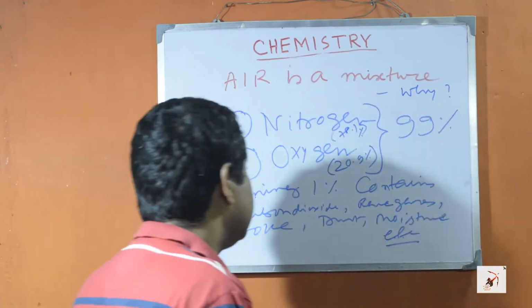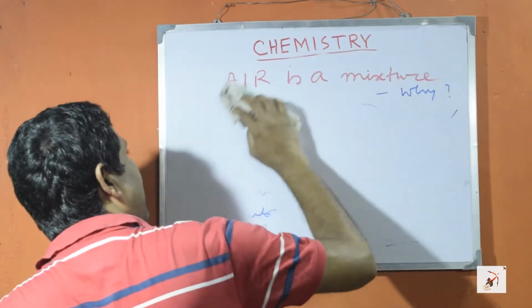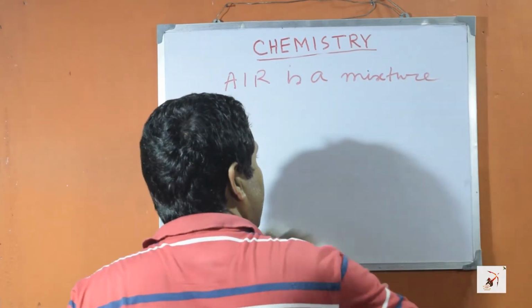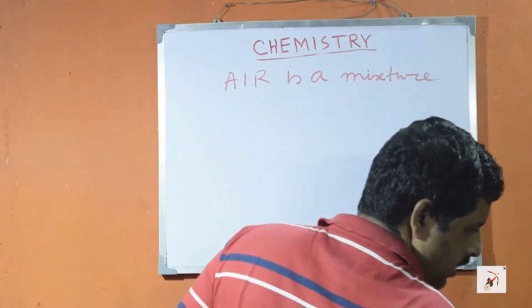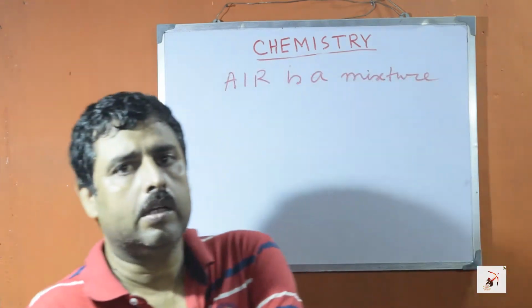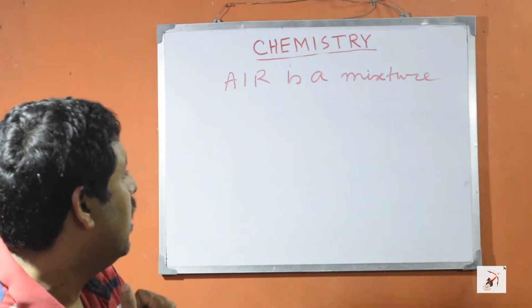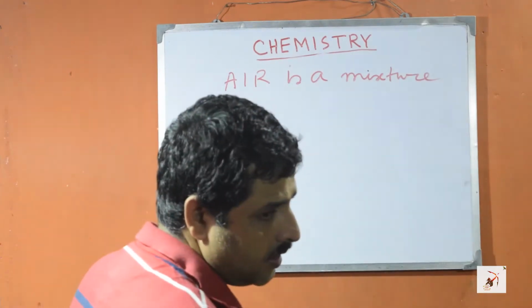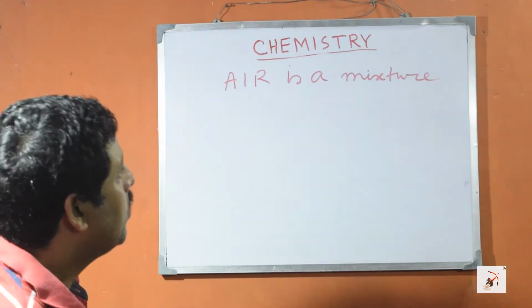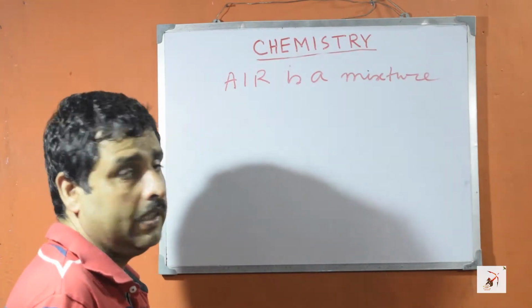And second thing, in the case of a compound, we have seen that once the atoms of different kinds of elements combine to form molecules of a compound, they lose their own identity. That means the constituent atoms of the molecule of a compound lose their chemical identity. But in air, the different elements or compounds which form a mixture retain their own identity.